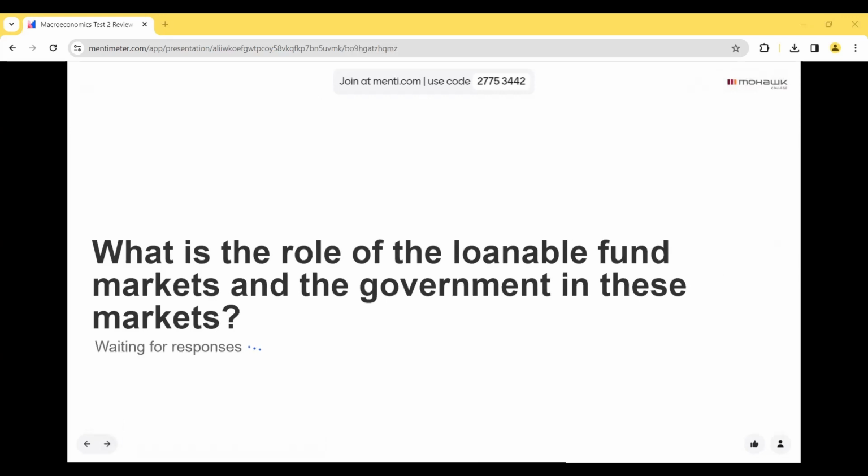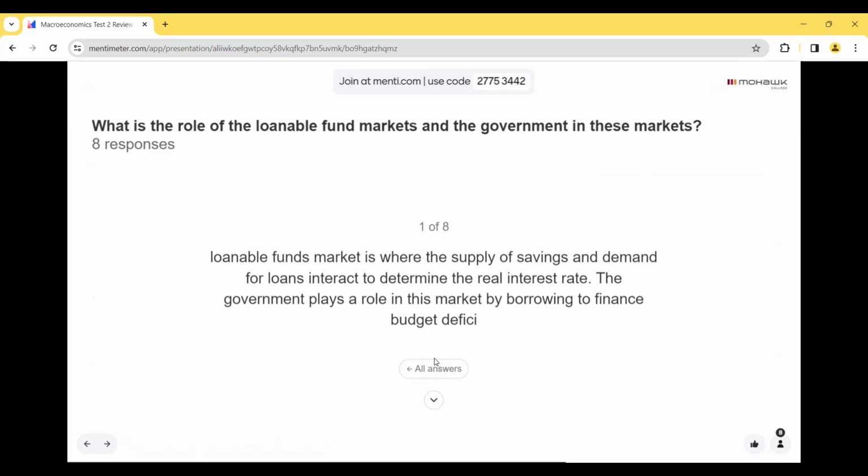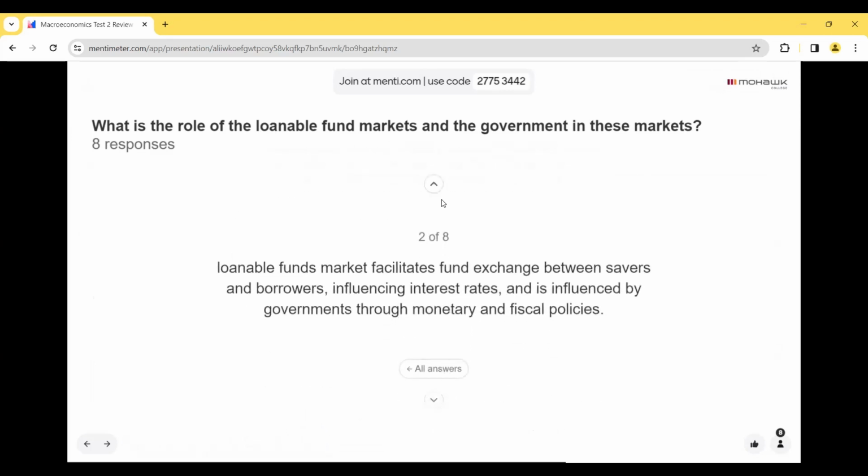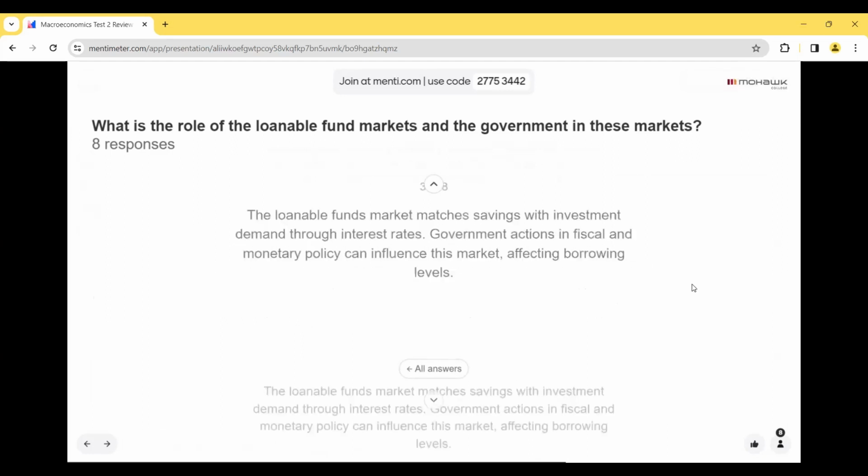So we will interest rate. The government plays a role in this market by borrowing to finance a budget deficit. The loanable funds market facilitates fund exchange between savers and borrowers, influencing interest rates, and is influenced by governments through monetary and fiscal policies.